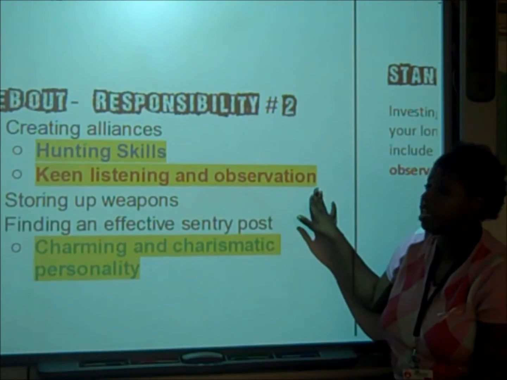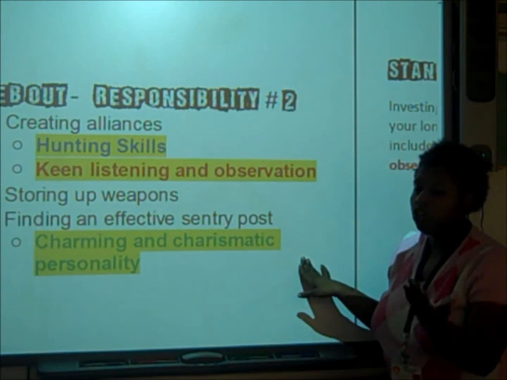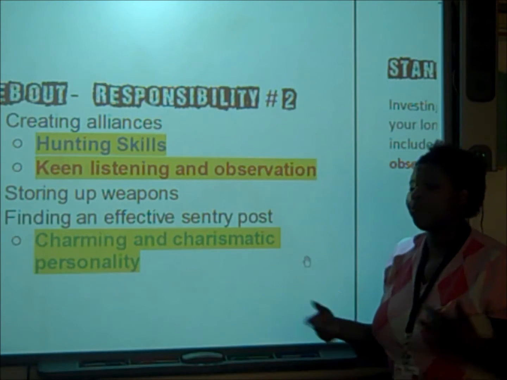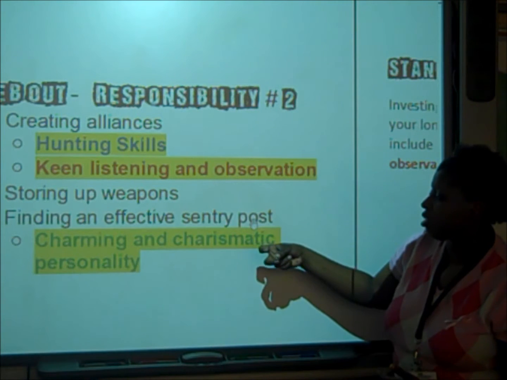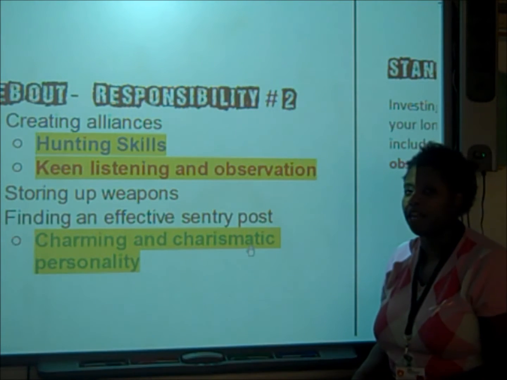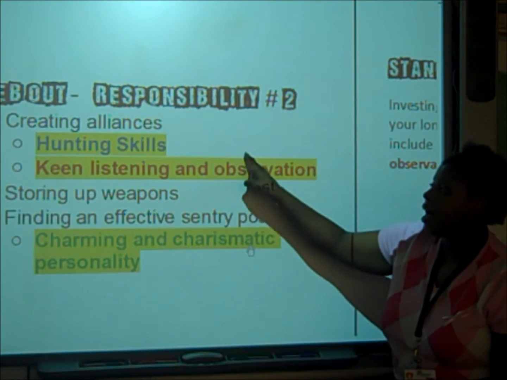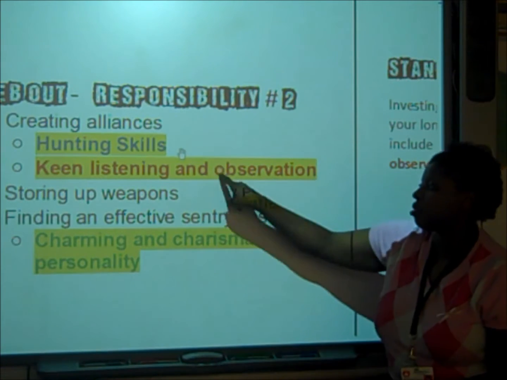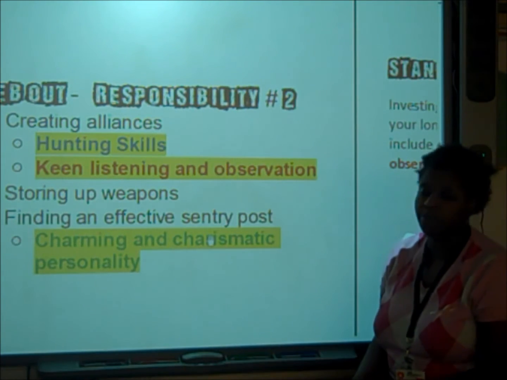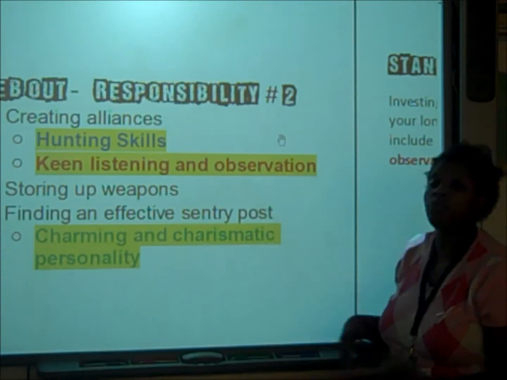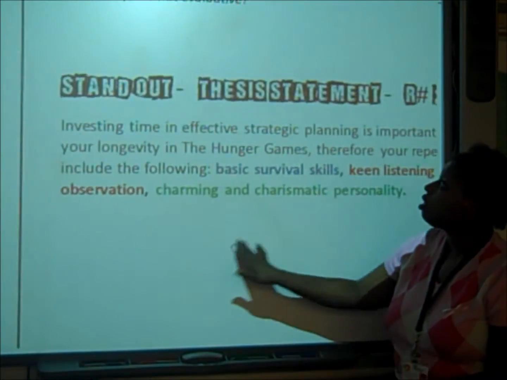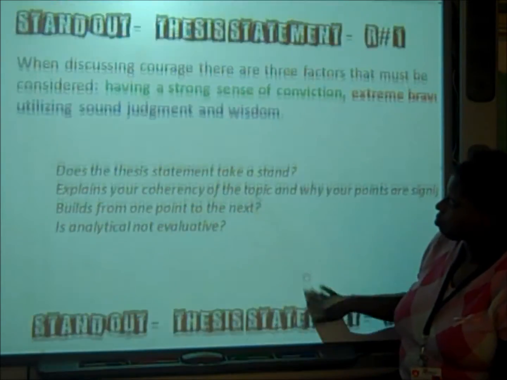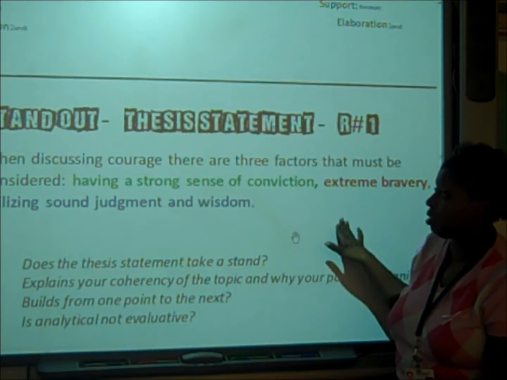Here's an example for responsibility 2. Creating alliances, hunting skills, keen listening and observation, storing up weapons, finding an effective sentry post, charming and charismatic personality. I chose hunting skills, keen listening, and charming and charismatic personality. Now I am ready to write my thesis statement. I'm ready to stand out with my thesis statement.